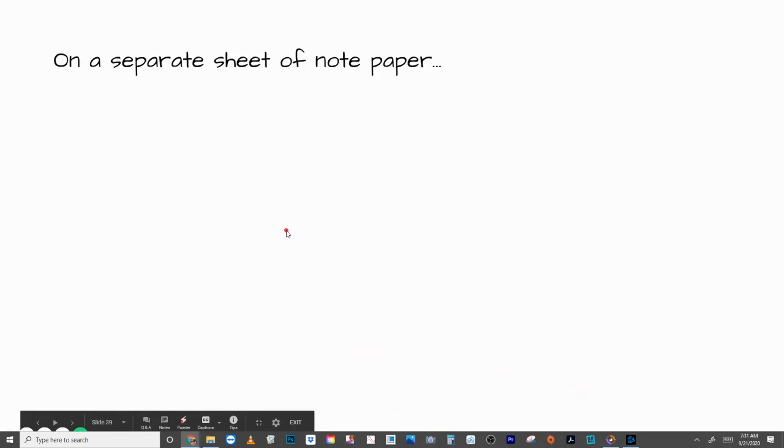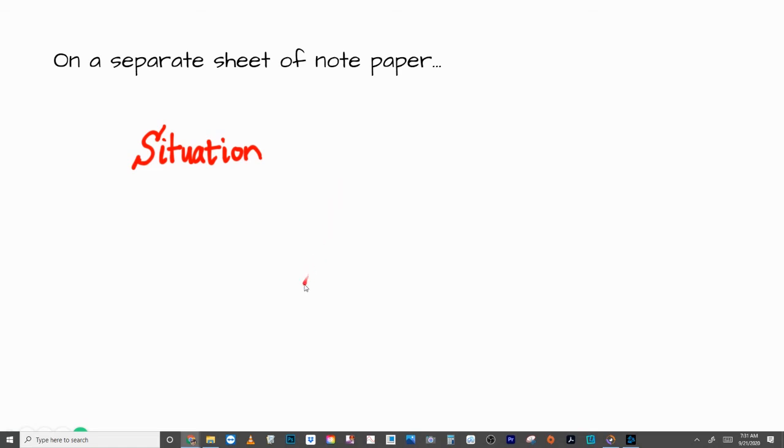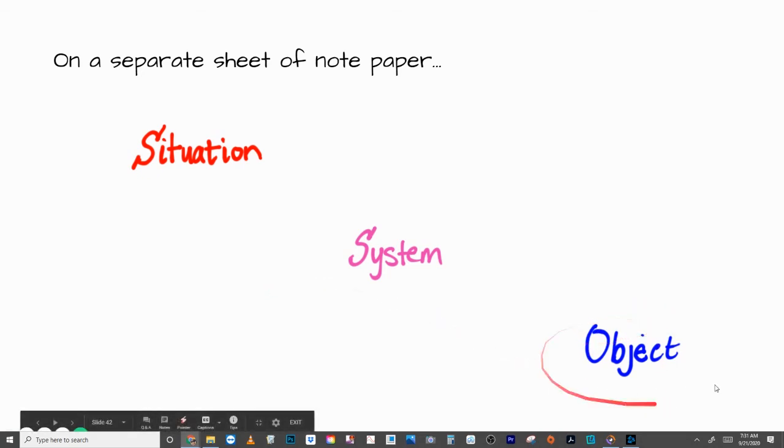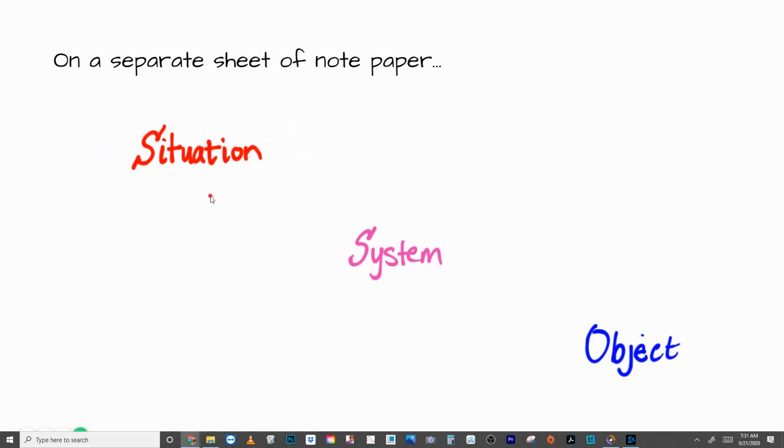So now that we have that filled out on your document, let's go to another sheet of paper, and we're going to talk about 3 things: situation, system, and objects. So whenever you're dealing with a problem, you're going to look at the situation, identify the system, and then focus on what objects are involved. So let's take a look at that.